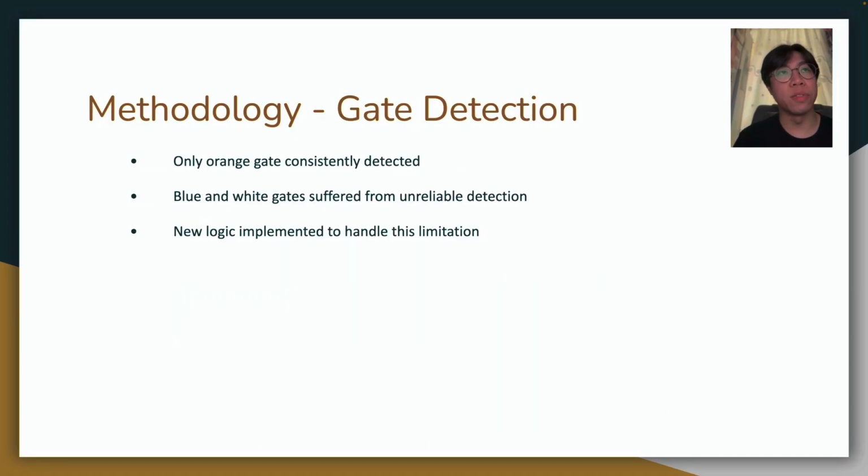And for the gate detection, we had to face a very big problem. After we trained a lot of different YOLO models to increase our accuracy, we discovered that only the orange gate gave us a relatively good performance, but the blue and white gates were not as good as our expectation. They flicker, blue gate, white gate, while the robot car is moving. So we cannot directly use the blue gate and the white gate to tell the robot to detect them. So we have implemented a new logic to handle this problem.